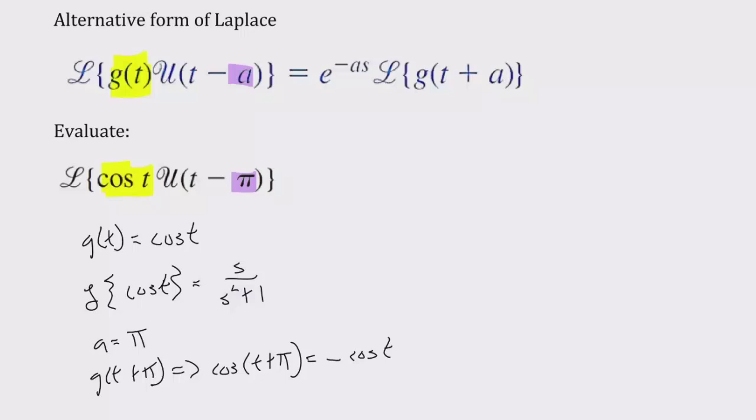Okay, so let's put that all together with our elements here. The negative comes from the negative cosine t, and then we have our e to the negative pi s, and then s over s squared plus 1.